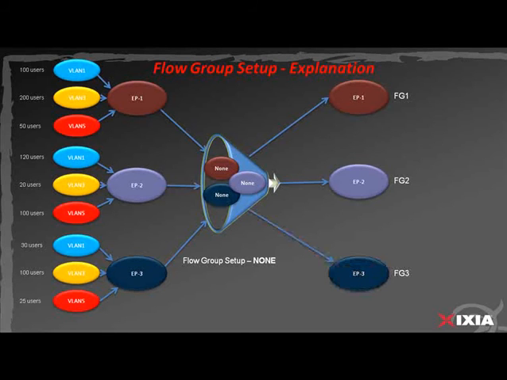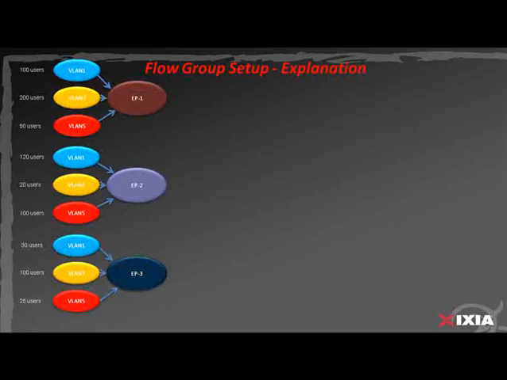If the flow group setup option selected in the traffic wizard is none, then 3 flow groups will be written out, one for each endpoint set. So you will get flow group 1, flow group 2, and flow group 3, each associated with the endpoint. The user then has the capability to control traffic profiles per endpoint set.